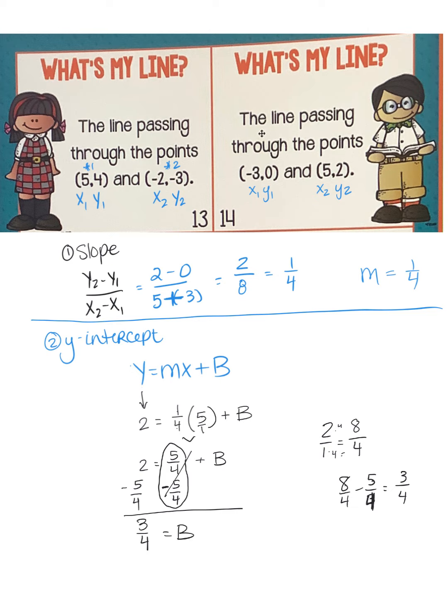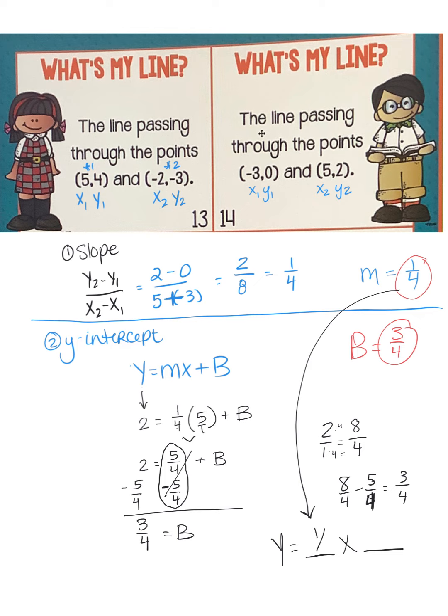That seemed a little painful, didn't it? I'm sorry. I didn't mean to give you a fraction. Anyway, we have our slope is 1/4, and now we know the b is 3/4. Now we can write the equation. It's always y equals the slope times x, and then your y-intercept. Our slope is 1/4, so y equals 1/4 x plus 3/4. And that's how you do the second one.